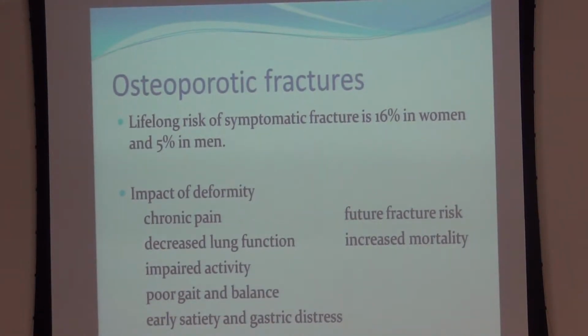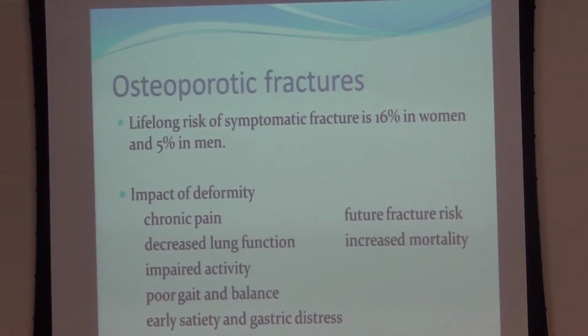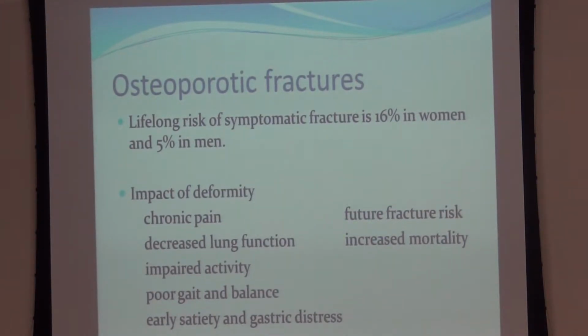So this can be a problem if you have numerous fractures over time. As the balance gets off, it puts more stress on some of the bones below it, so you're more likely to get future fractures at other bones. With all the things added up, there's increased mortality over time, which is not surprising.